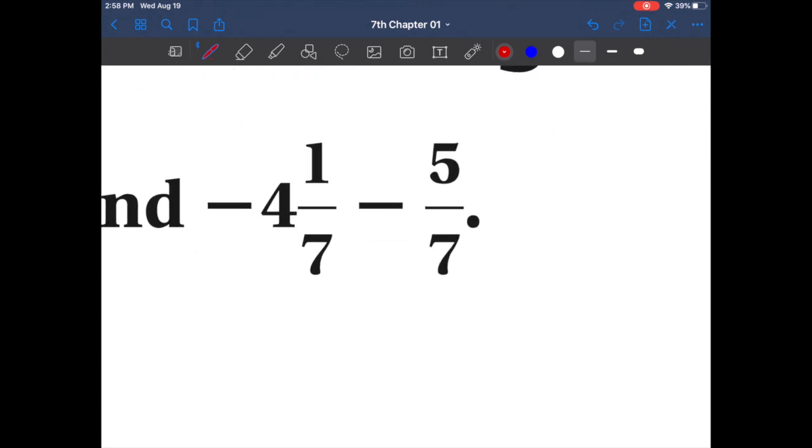Well, let's take a look at this problem. First thing we need to do is look: we see that this is a mixed number. We have a whole number and a regular fraction. We also check same sign or different sign. It looks like they both are negatives. That means we need to add these together.